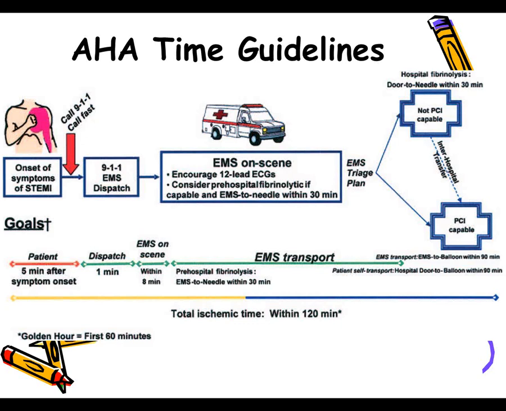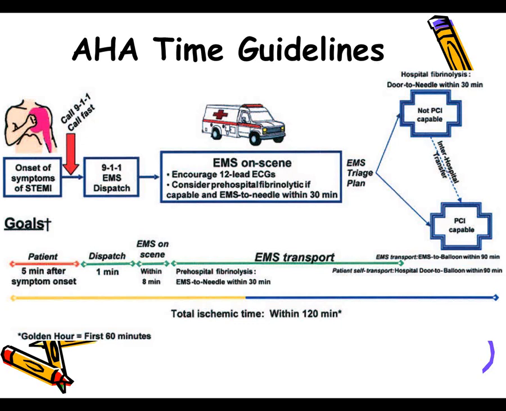They have ideal time frames as well that once the patient reaches the hospital, they should receive that fibrinolytic within 30 minutes. Once the patient reaches the PCI-capable hospital, where there's a cath lab, the person should receive the balloon angioplasty, if they're a candidate, within 90 minutes. And if our total ischemic time is within 120 minutes from the time the person has chest discomfort until their vessel is opened up, that is ideal.